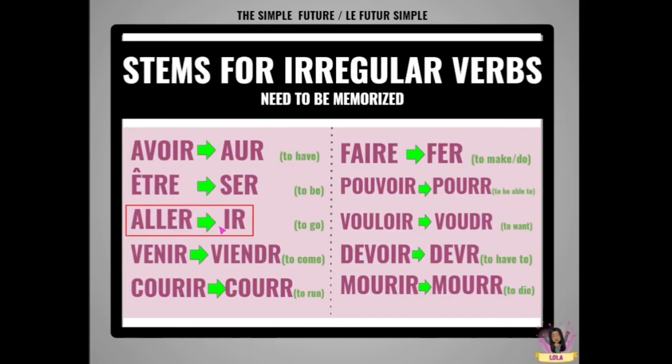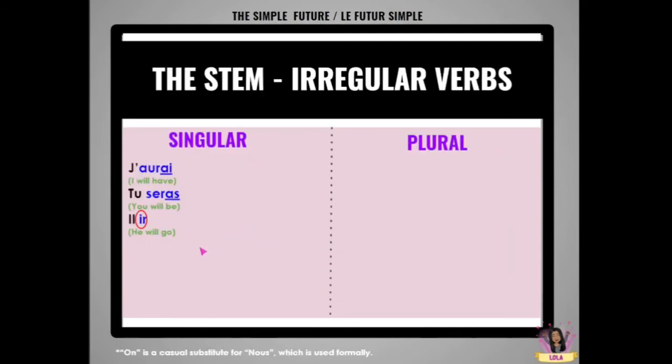The next one is going to be aller with the IR. That's what it changes to. So the stem is IR. And it's IR, there it is. And we know with il, the ending is going to be an A. So il ira, he will go.